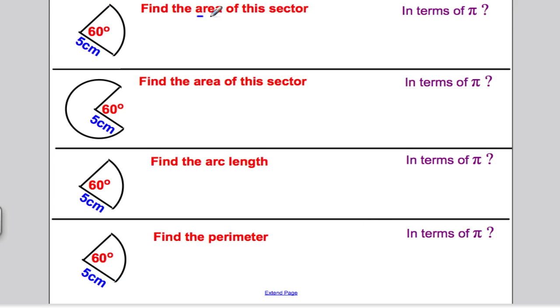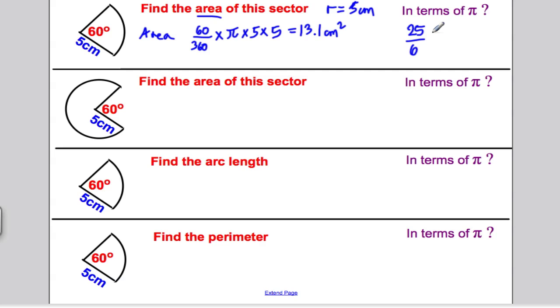Well, we're working out area here. Let's write down what we know. The radius is equal to 5 centimeters. So how much of the circle do we have? We've got 60 out of 360 degrees of a circle, and we're going to times that by pi times r squared, 5 times 5. If I just do 60 out of 360 times pi, the answer I would get is 13.1 centimeters squared. If you left it in terms of pi, 60 over 360 simplifies to a sixth as a fraction. A sixth times 25 is 25 over 6 pi. So that is the equivalent answer, centimeters squared.